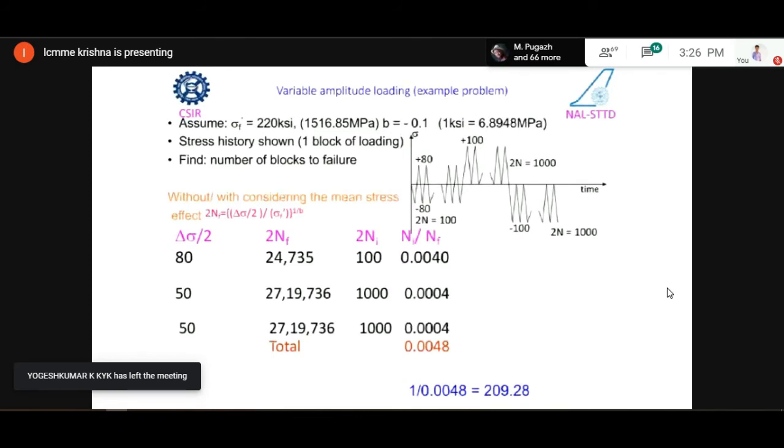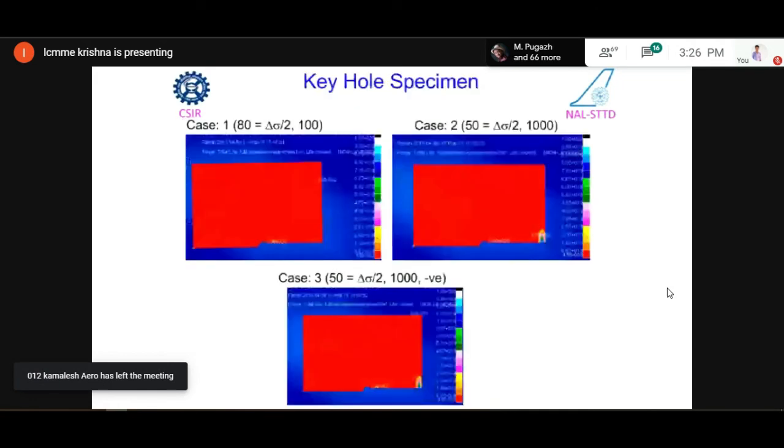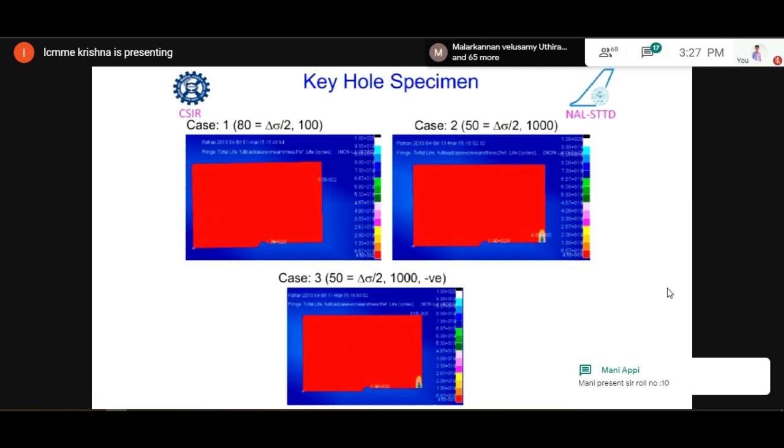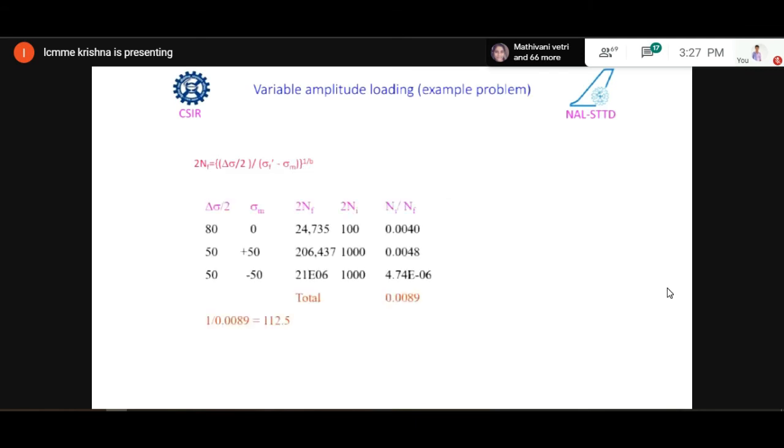We take an example here, a keyhole specimen, which we have modeled with all three blocks, case 1, case 2, case 3. In case 1, we have taken 80 as the load with 100 cycles. Case 2, 50 as the load, 1,000 cycles. Case 3, 50 as the delta sigma by 2, 1,000 cycles, but in compressive mode. When we model all these three, we see that the results do match with the analytical ones.